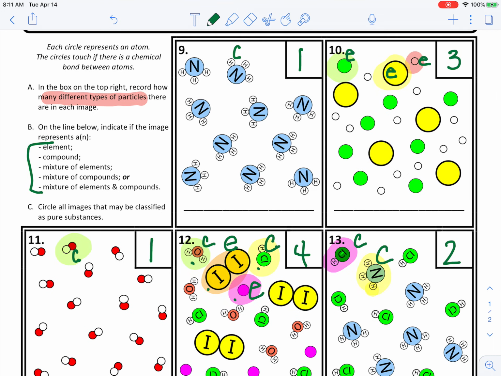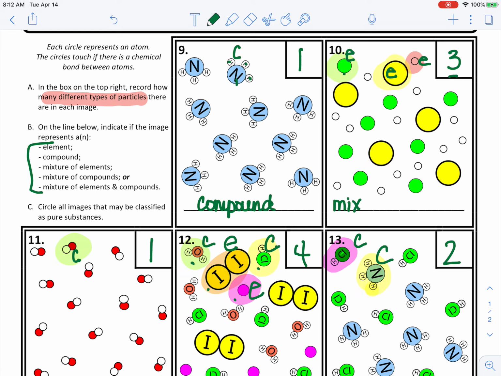So in box number 9, I only have 1 particle. So I know that that's not a mixture. It's either an element or a compound. And we said before that because it's NH3, that is a compound because it has more than 1 element in the molecule. For number 10, I have 3 different particles, so that's going to be some type of mixture.